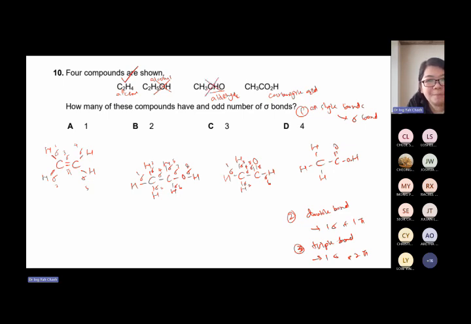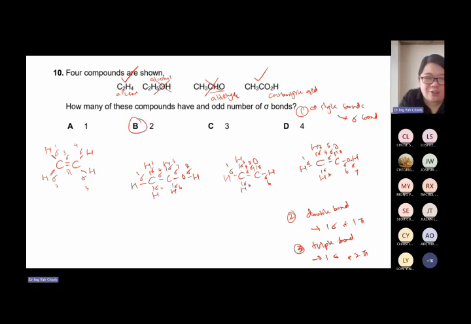So cross this again. The last one: single bond, sigma, single bond, sigma, single bond, sigma, single bond, sigma, double bond, 1 sigma, 1 pi bond, single bond again, sigma bond, single bond again, sigma bond. 1, 2, 3, 4, 5, 6, and 7. Okay, so that would be odd number. So another tick. 2 compounds with odd number of sigma bonds. So the answer is B.